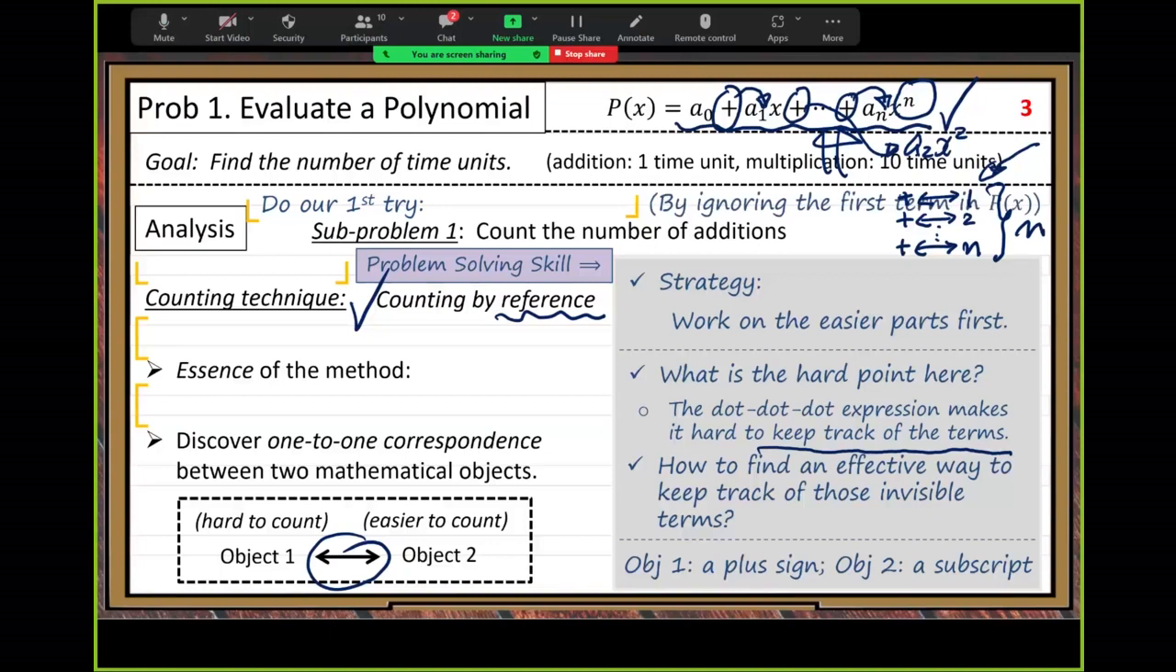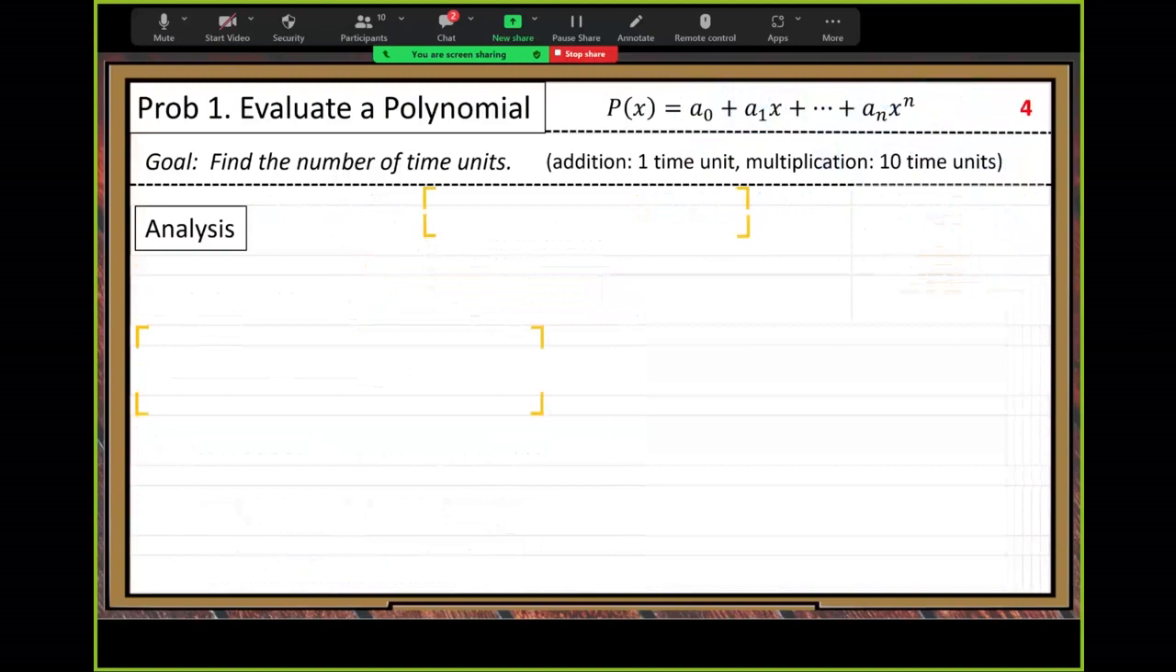And here, when we do this one-to-one correspondence, we can ignore the first term. So we finished our first task, first subproblem. Next, second subproblem: count the number of multiplications.